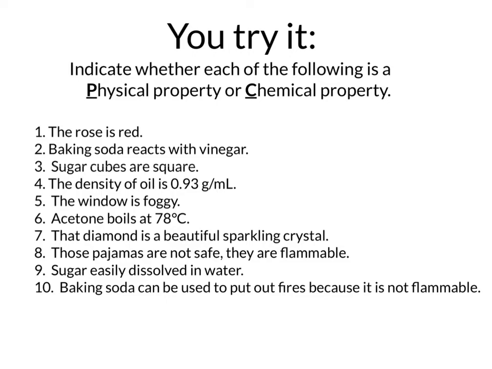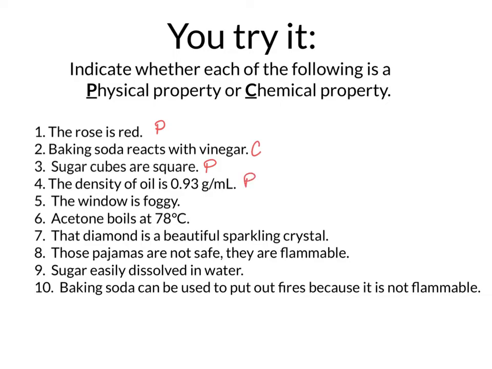So the first one, the rose is red. That's telling us the color, and that is a physical property. Next, we have baking soda reacts with vinegar. That's telling us that those two do react with each other. That's how they interact with each other, and that is a chemical property. Next, we have a sugar cube is square. Well, they're cubic actually, but the description is of a physical property. Next, we have the density of oil is 0.93 grams per milliliter. That is the property of the substance itself, and so it is a physical property.